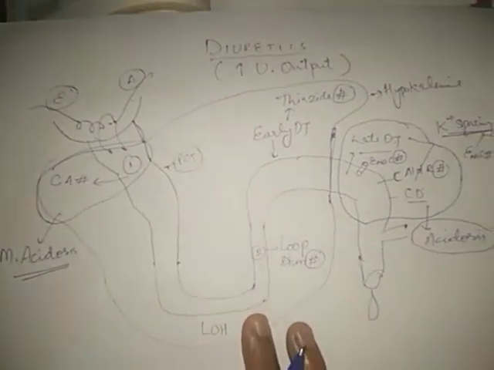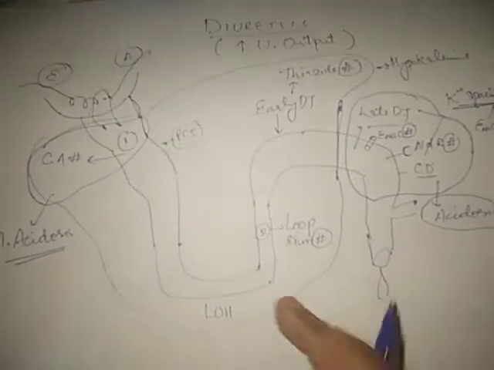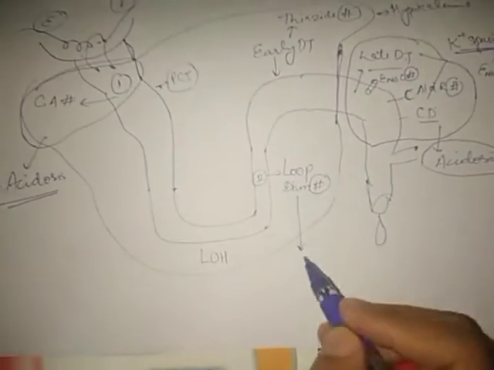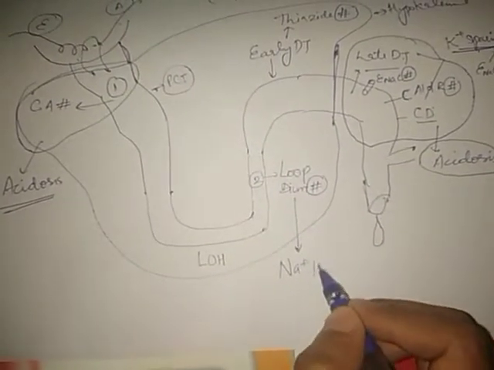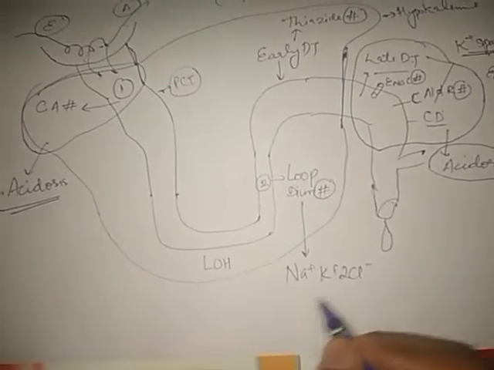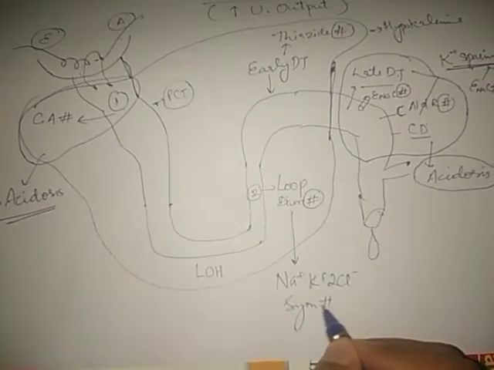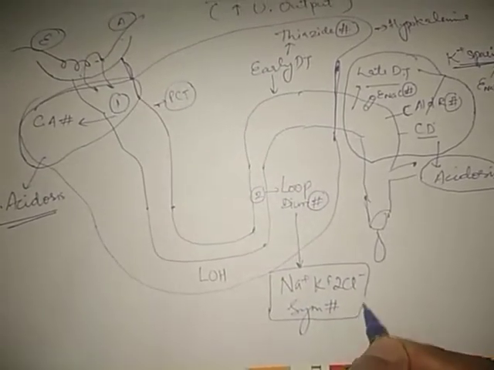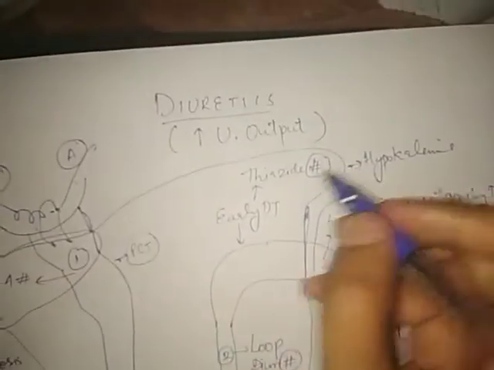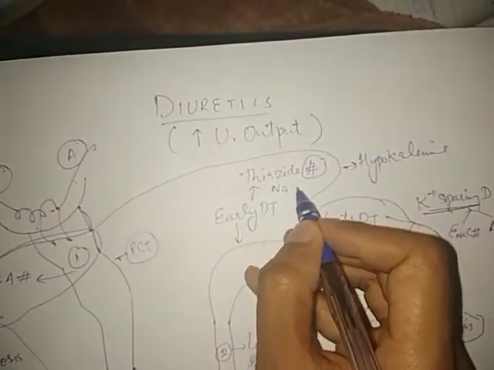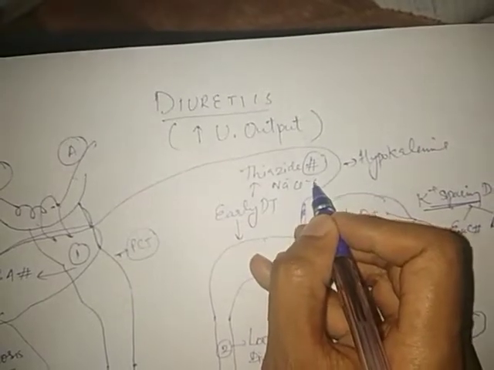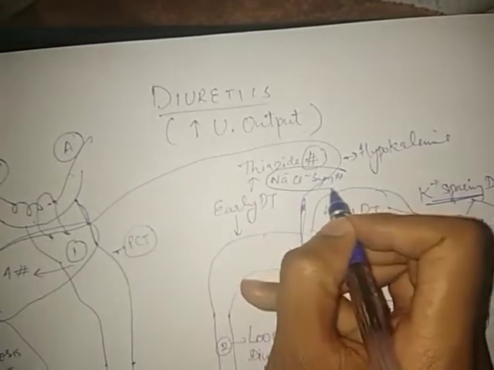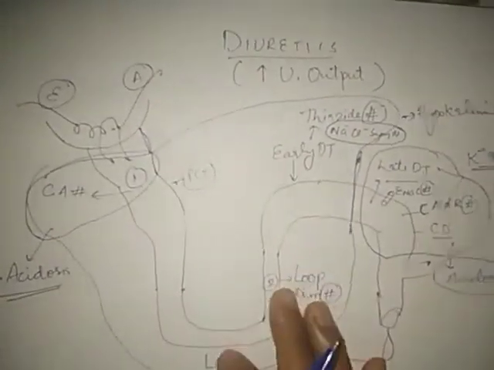Another thing you have to remember, the pump which is inhibited by the loop diuretics is the sodium potassium 2 chloride symport. It is being inhibited by loop diuretics, while the thiazide diuretics inhibit the sodium chloride symport. This thing you have to remember.